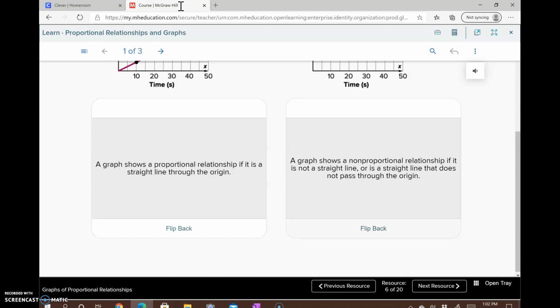Go ahead and work on the examples. They're going to walk you through how to identify this. This is an assignment you have, so make sure you get that completed. It's some data, and then you have lesson 1.4 spiral review for homework from today.